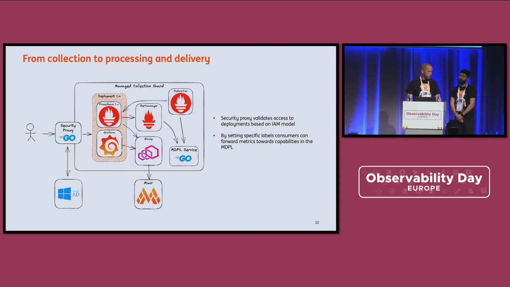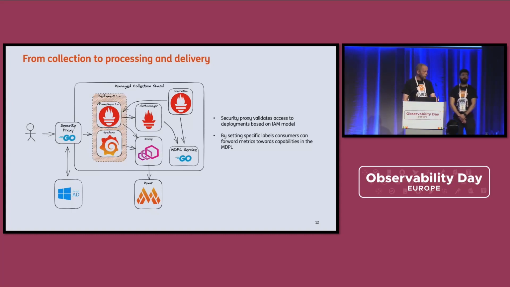Then we have a couple of shared components within each shard. The thing that we use to load balance is Envoy. So Envoy is between Prometheus and Grafana, and it's basically ensuring that we balance over our Mimir cluster.